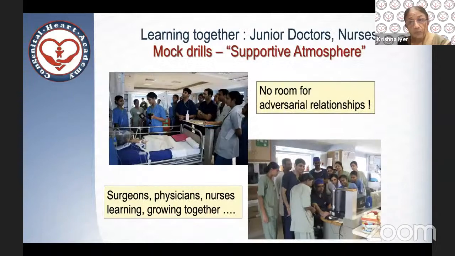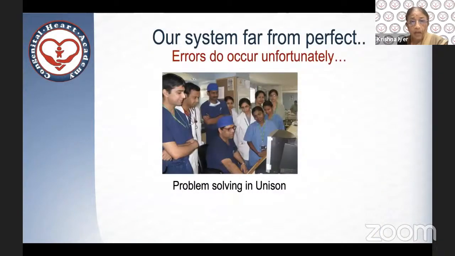It's very important that we keep junior doctors and nurses working and learning together, and we conduct mock drills in a supporting atmosphere. There's no room for adversarial relationships. So these are pictures which illustrate surgeons, physicians, nurses learning and growing together. But our system is far from perfect. It's a very lean and a delicate system, and errors do continue to occur, unfortunately.